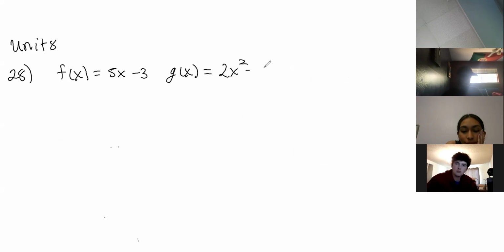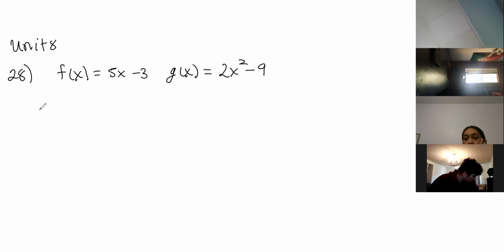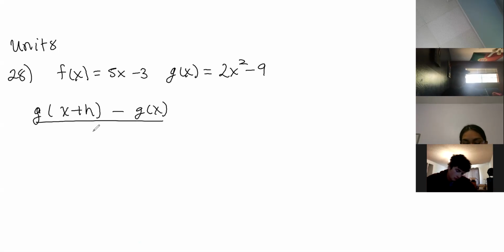Okay, Unit 8, number 28. And this is the difference quotient, correct? F of x equals 5x minus 3, and g of x equals 2x squared minus 9. And they are asking us to find the difference quotient, g of x plus h minus g of x over h.